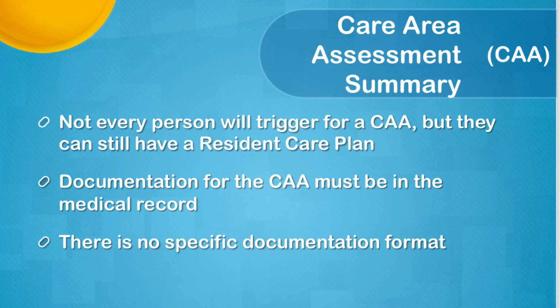Care Area Assessment, or CAA. This is the summary on MDS findings or the triggered conditions on the MDS. This is where we can provide the information for care plan development. Additional questions are answered when filling out the CAA. However, we do not need to fill these out if the documentation in the chart is adequate. Not every person will trigger for a CAA, but they can still have a resident care plan. Documentation for the CAA must be in the medical record. There is no specific documentation format.